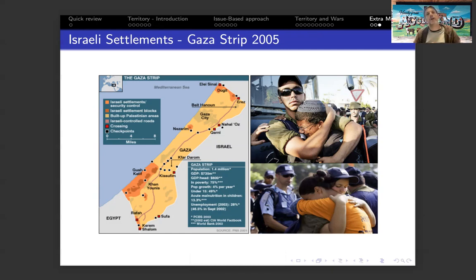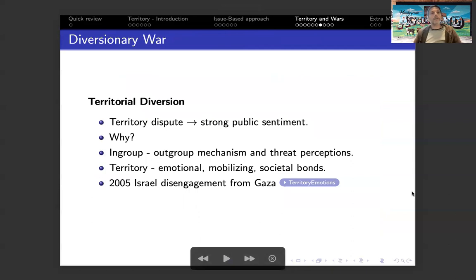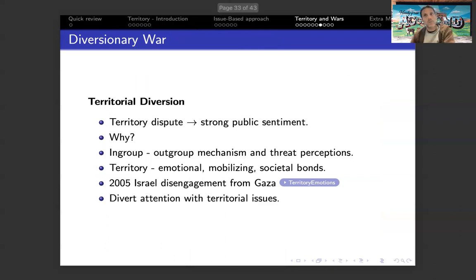Individuals tend to create very strong ties to the land where they live, regardless of political opinion. And removing that makes the territory a very, very important issue for them. Now, thinking about all that, this kind of dynamic provides leaders with important advantages in making a territorial issue an important diversion for domestic problems.